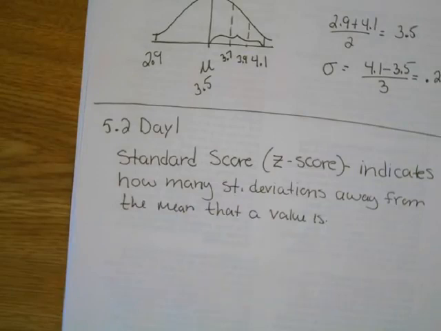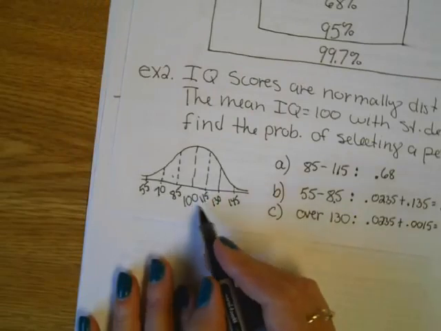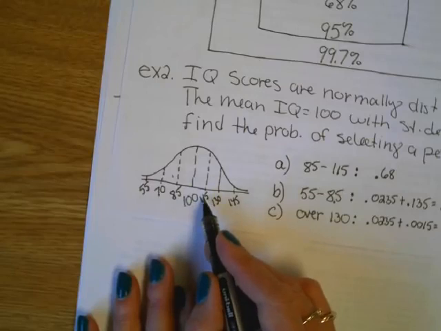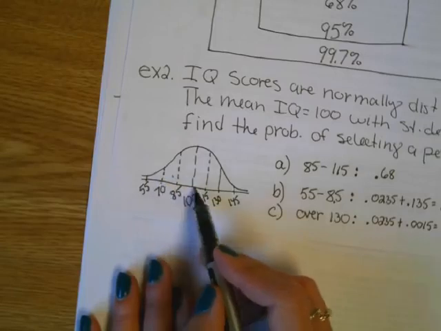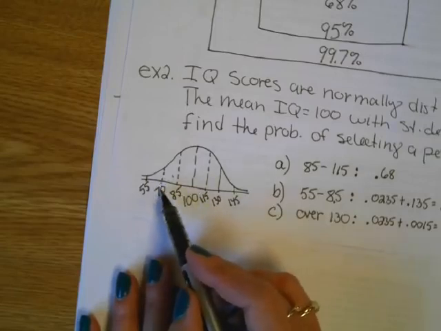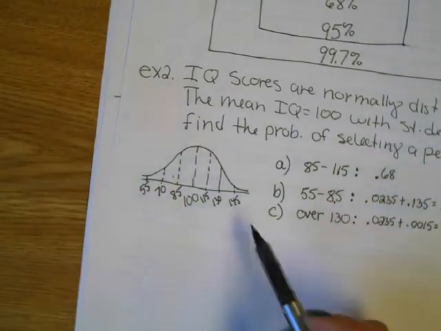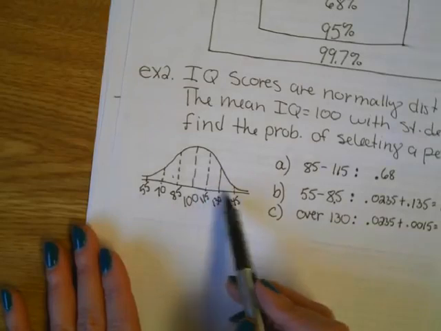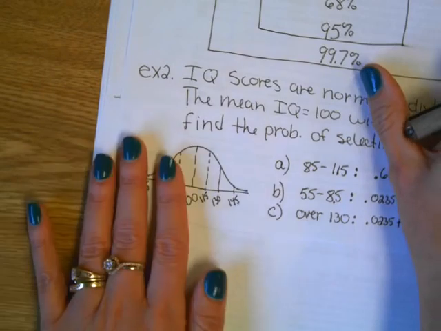So I want to go back to our IQ score real quick, just to talk about what I'm saying here. If I had an IQ score of 115, my z-score would be positive 1, because I'm exactly 1 standard deviation above the mean. If my IQ score was 70, my z-score would be negative 2, because I'm exactly 2 standard deviations below the mean. So it's how many standard deviations away from the mean that a value is. Well, is every single piece of data going to land on 1, 2, 3, negative 1, negative 2, negative 3? Probably not.